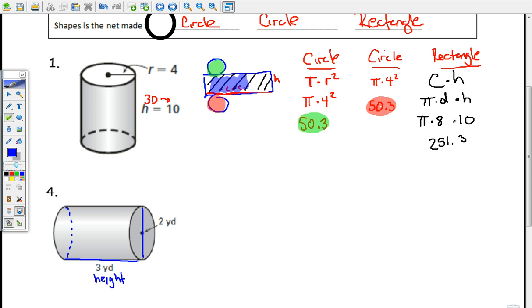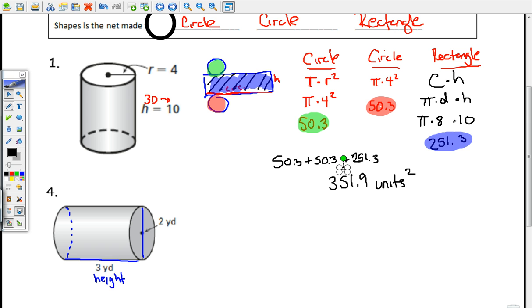And then the 3D height is circumference times height, or the area of the rectangle, sorry. So 50.3 plus 50.3 plus 251.3. Lots of point threes. So what we end up getting is 351.9. And our units here, we didn't give one, so we'll just say units squared since we're dealing with surface area.